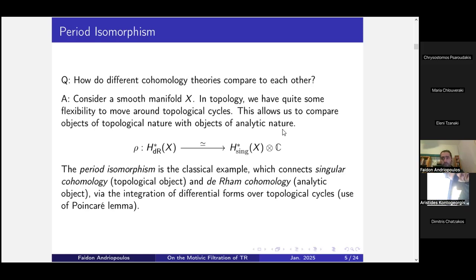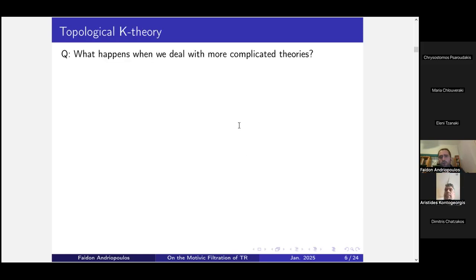The two are compared to each other, essentially. They're isomorphic to each other after tensoring here with C. By doing what? Well, we have a differential form, and we integrate it over the topological cycle. The key tool in building this isomorphism is the Poincaré lemma, which tells us that higher de Rham cohomology groups vanish in local places, the local open subsets of the manifold. So that is a very concrete theorem on how two cohomology theories compare to one another.